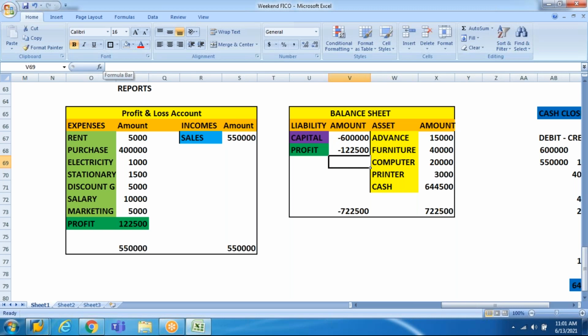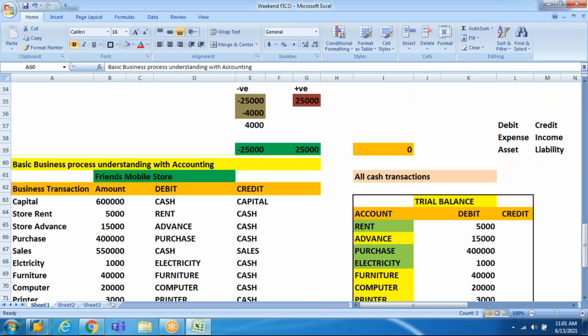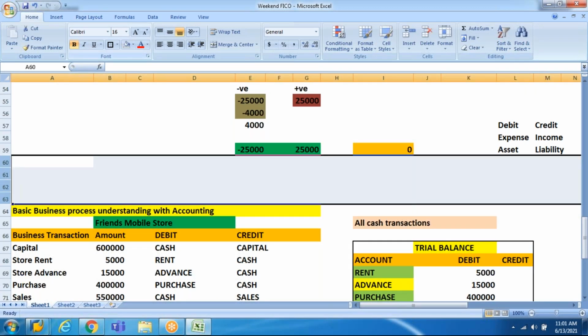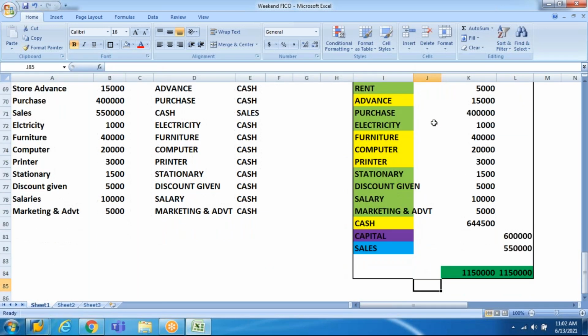So what we have done, we have taken some sample business transactions. We assumed that we are setting up a new company, with Friends Mobile Store as a name. Then these are the transactions that we drafted, all our imaginary figures. With the same thing, we drafted the accounting impact, debit to credit. From this, we prepared a trial balance. We made sure that the trial balance debits and credits are matching, which indicates your accounting entries are proper.